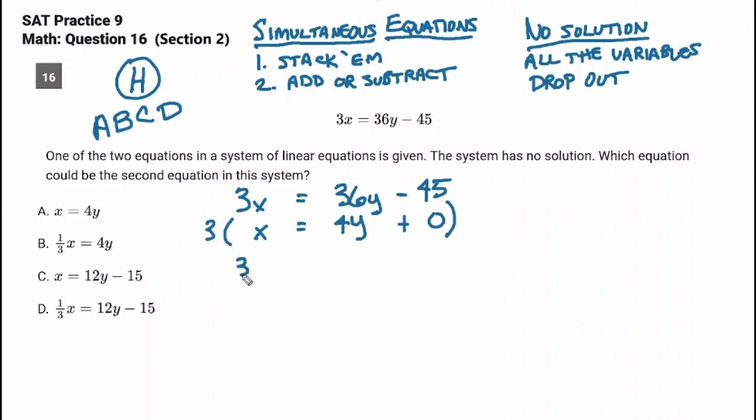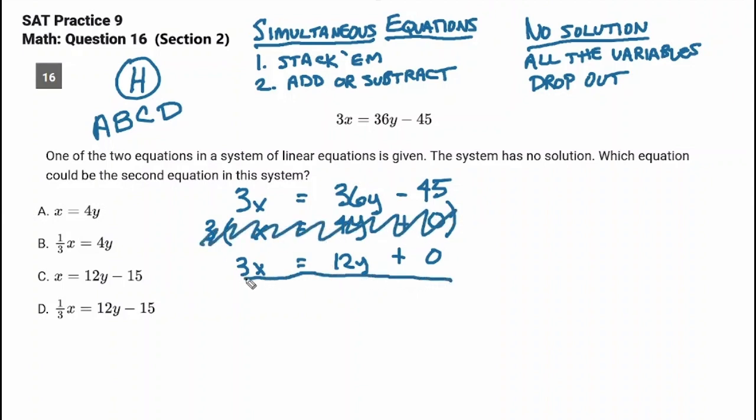And when I do that, I'm going to get 3x equals 12y plus 3 times 0, 0. All right, this doesn't matter anymore. I'm going to draw a line, and now I'm going to add or subtract. I can subtract: 3x minus 3x is 0 equals 36y minus 12y. That's 24y. Did all the variables drop out? They did not. So this is not the answer. Now I got to do B. Told you there's a lot of writing.